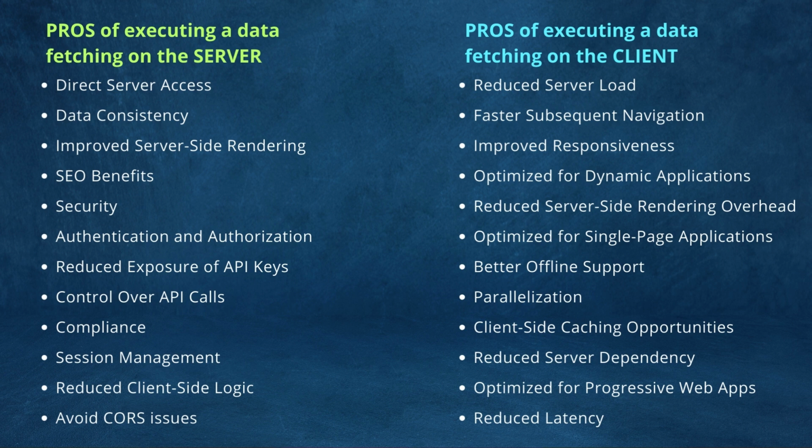So let's analyze on the other side why executing a data fetching on the client can be potentially better in some cases. One of the benefits is the reduced server load. Offloading API calls to the client reduces the server load, improving server scalability and responsiveness. Faster subsequent navigation, optimized client-side interaction. The navigation within the client can be faster as the client handles data fetching and rendering locally.